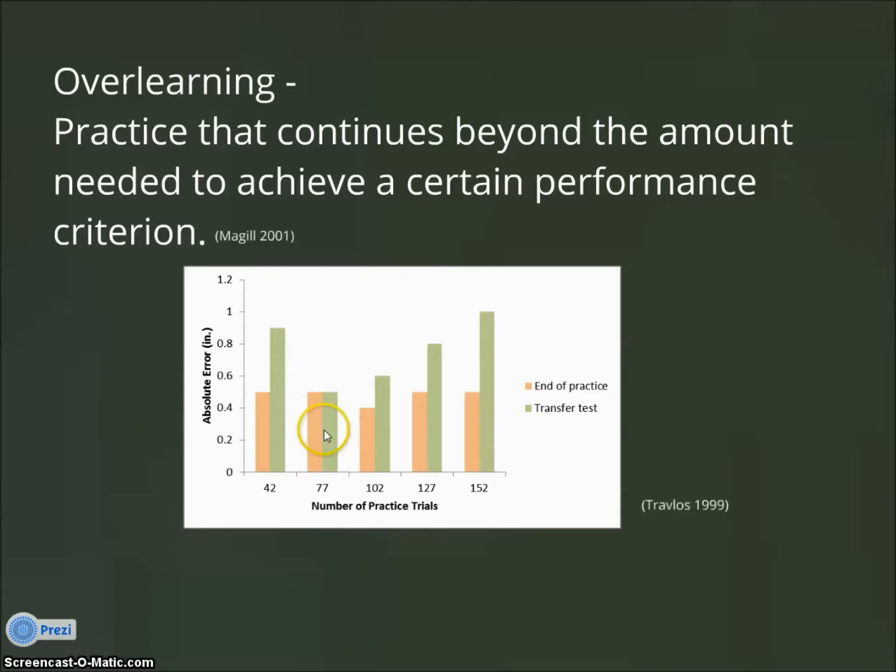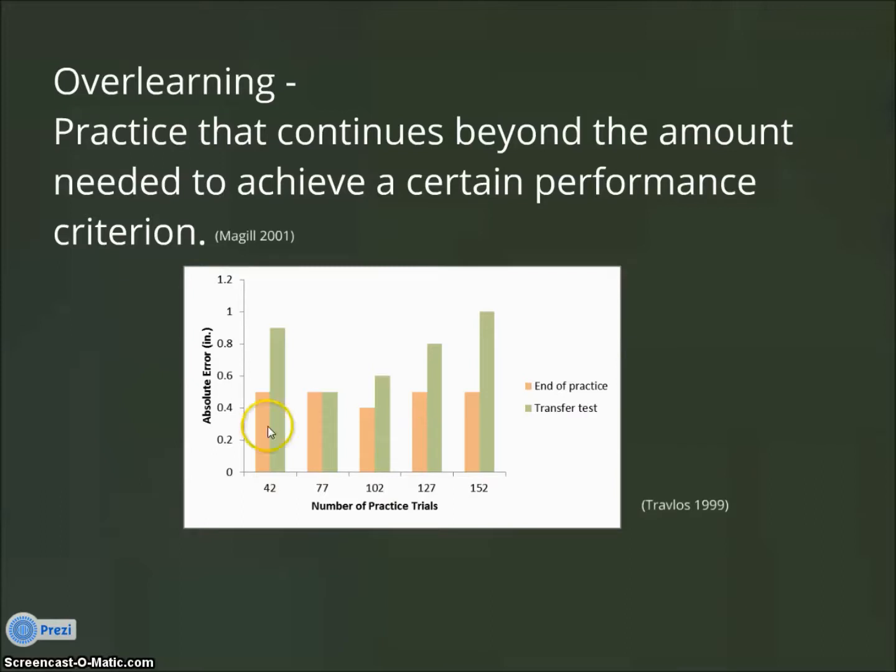Okay, so this performance is much better than this one because we're closer to 0 and this is the amount of error. Okay, in 102 we're getting slightly more error than what we did at 77. 127 we're getting even more error, as we are at 152. So with the more goes we've had, we're not any better at drawing 7 centimetre lines. The transfer of skills is much worse.